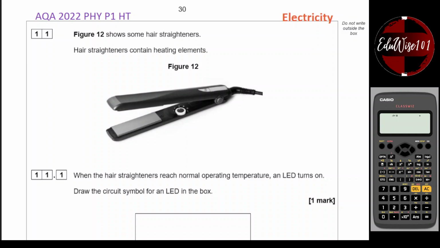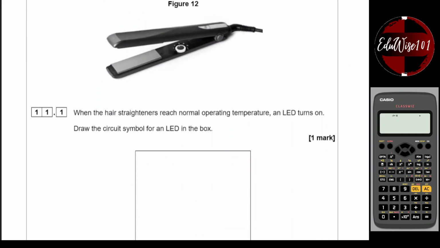In this video, I'm going to go through question number 11 from the AQA 2022 Physics Paper 1 Higher Tier. This question is on the topic of electricity. Figure 12 shows some hair straighteners. Hair straighteners contain heating elements. When the hair straighteners reach normal operating temperature, an LED turns on. Draw the circuit symbol for an LED in the box.